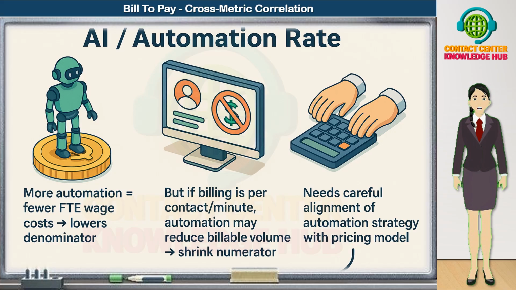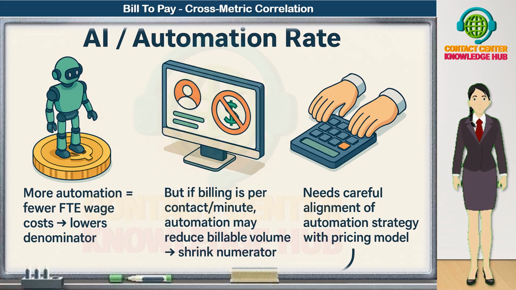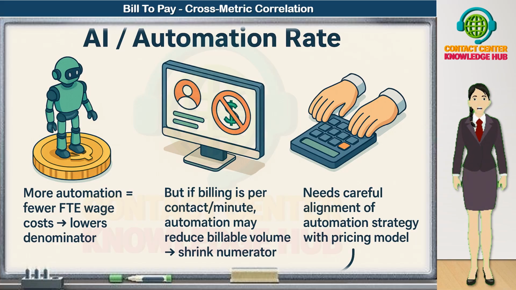But there's a catch. If the commercial model is based on per contact or per-transaction billing, increased automation can actually reduce billable volume. This shrinks the numerator and can offset or even reverse the financial gains. That's why automation strategy must be carefully aligned with the pricing model. When executed correctly, automation becomes a powerful lever to improve bill to pay. When misaligned, it can unintentionally erode revenue.